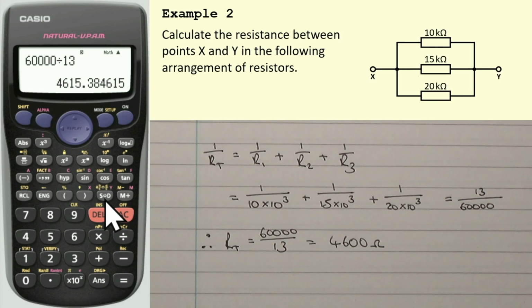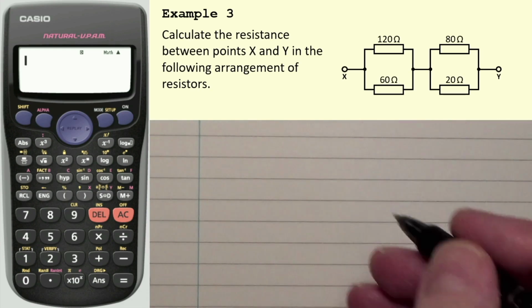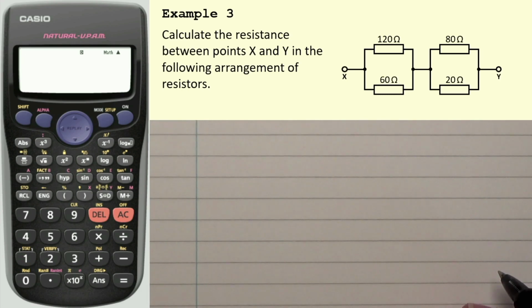Now, our last question looks like so. In this question, I actually have two parallel branches. On the left hand side, I have a 120 ohm and a 60 ohm, on the right hand side, an 80 and a 20. Again, it's just asking us to calculate the resistance between points X and Y in the following arrangement of resistors. So what you would actually do in this question is work out the effective resistance of the two resistors on the left, then work out the effective resistance of the two resistors on the right, and then add those two resistances.